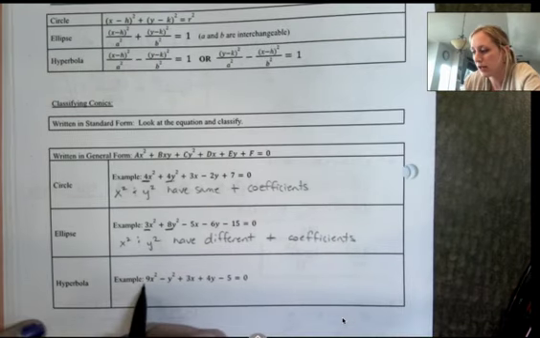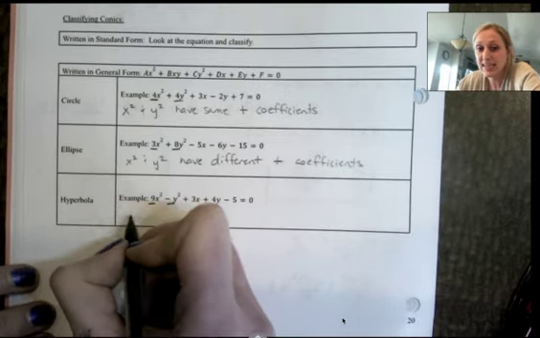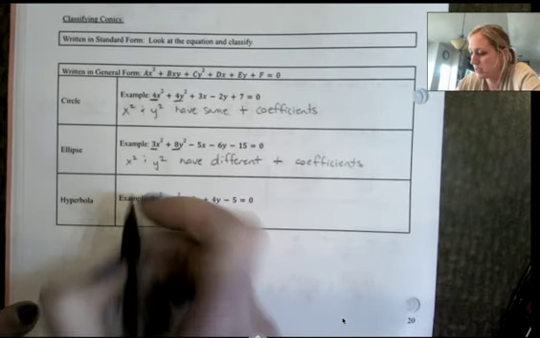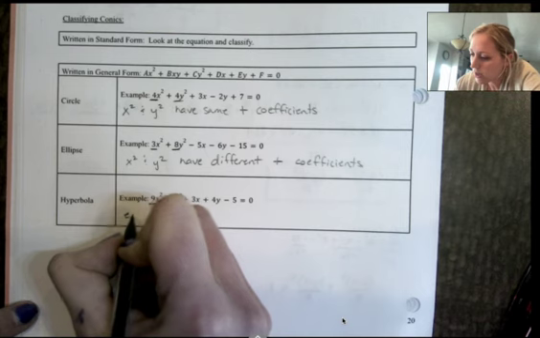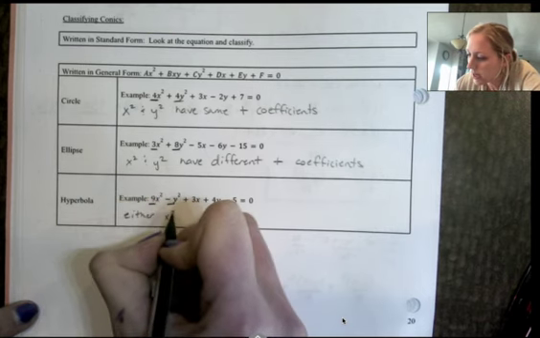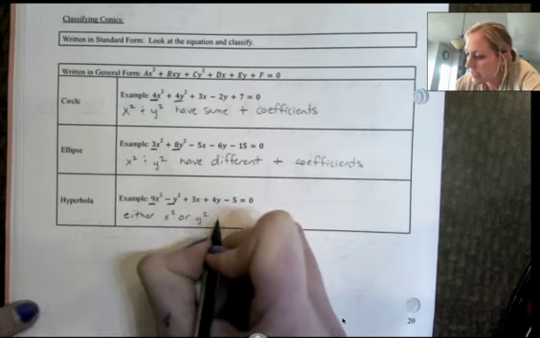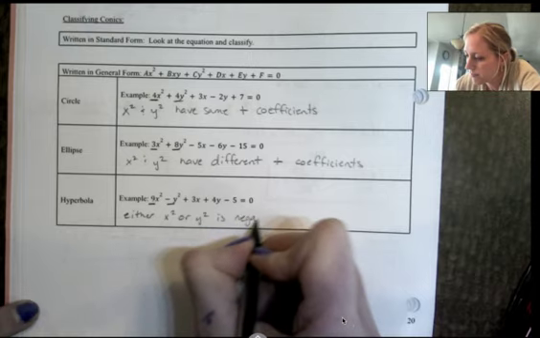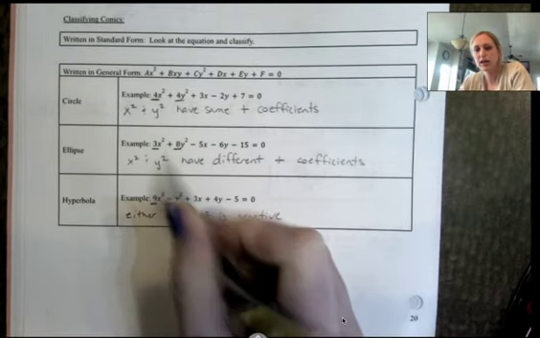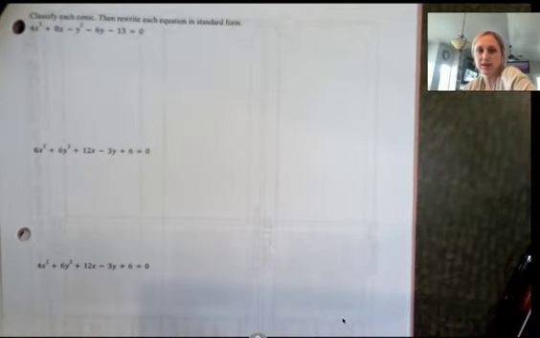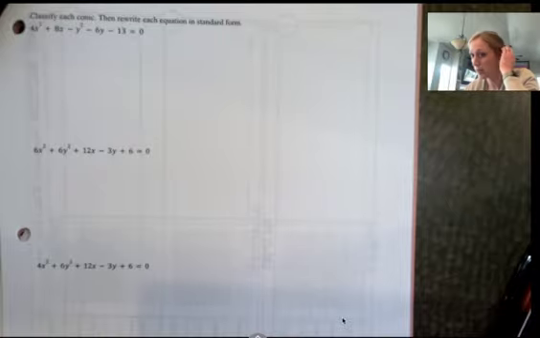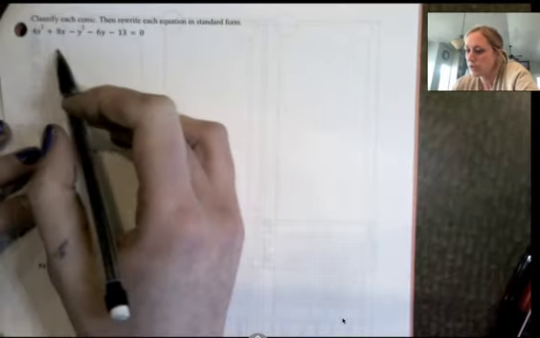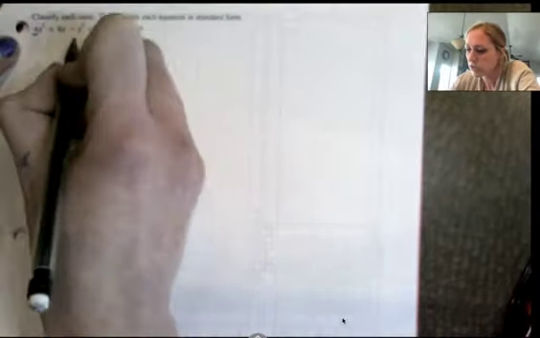Okay, hyperbola, x squared versus y squared. Hyperbola is the only one that has a negative, and only one of them is going to be negative. So either x squared or y squared is negative. Okay, so those are the three scenarios. So this next piece, we're going to just look at the equation. We're going to try and classify them, and then we're going to rewrite them in standard form by completing the square.